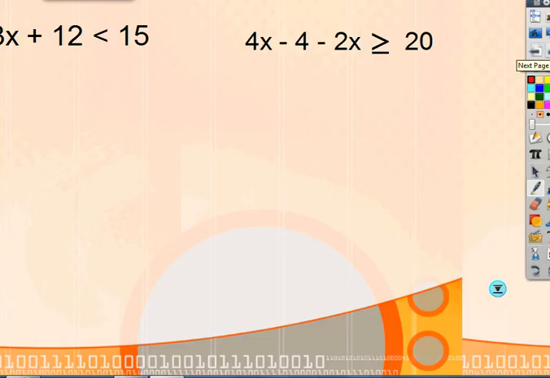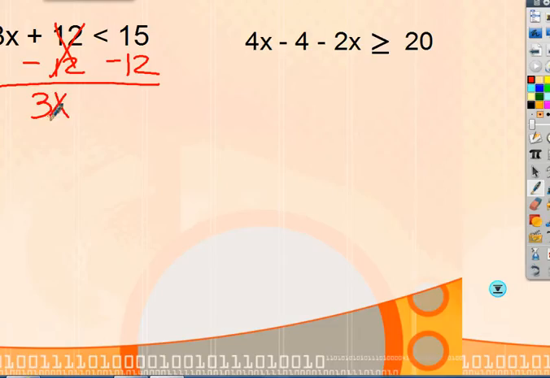The next example is a two-step. Solve it like you would a two-step equation. Subtract 12 from both sides, giving you 3x is less than 3. Divide both sides by 3, and you get x is less than 1.